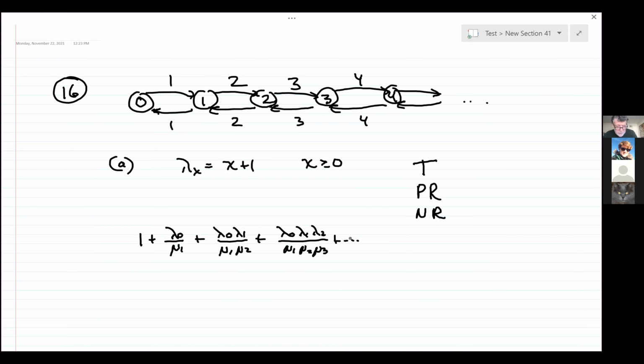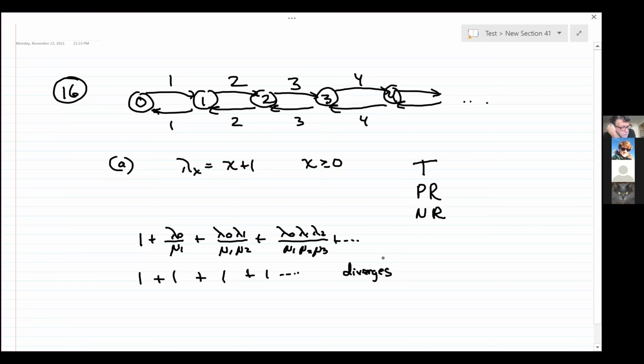Okay, so let's do that. Lambda 0 is 1 and mu1 is 1. So this is 1 plus 1. This is 1, and then lambda 1 is 2, and mu2 is 2. So that's another 1. And I think this is the case we sort of covered in class. Let's make sure. Lambda 2 over mu3, that's 3 over 3, and so forth. So it looks like this infinite series diverges.